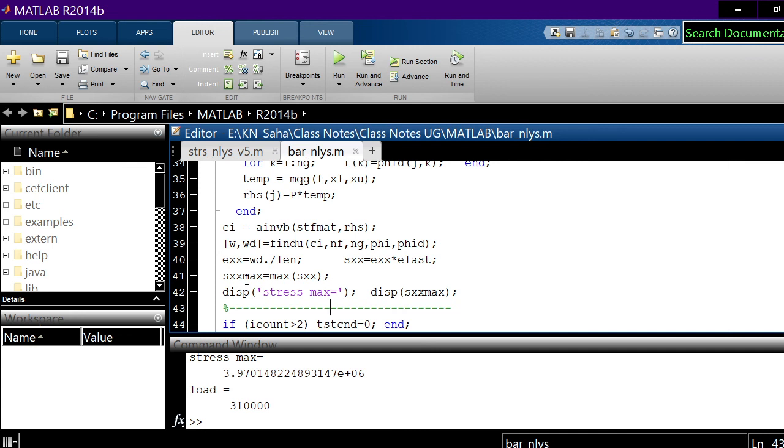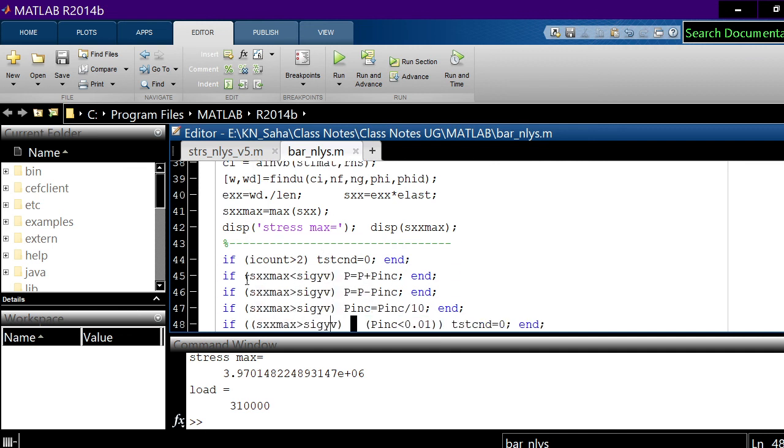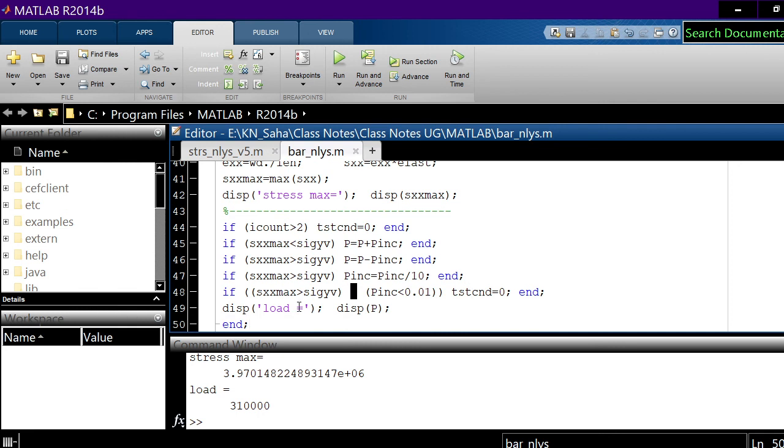And if this value is greater than the yield point, then the computation is stopped. And this part is basically the precision part. Here the number of executions is controlled by this counter. So only 2 computations are allowed here, and we are getting a load of 31.